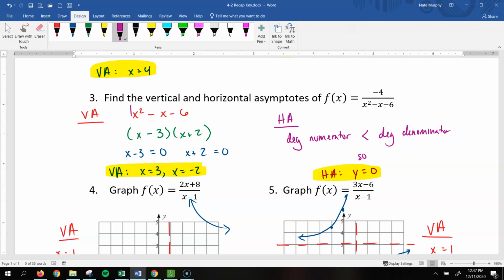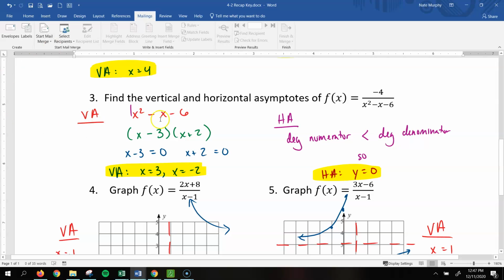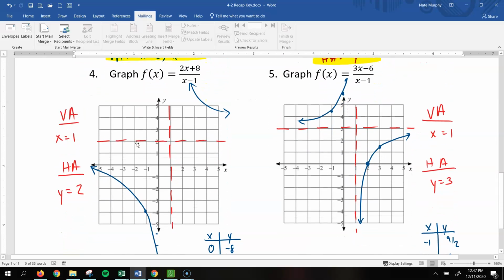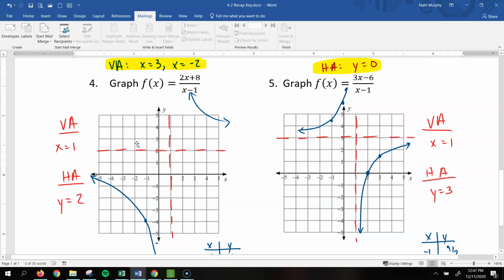Now, I really don't care for these last 2. The best one of these last 2 is number 5, but we should have given you better graphs to be able to graph these better. The key is, let's make sure we know how to find the vertical and horizontal asymptotes and how to graph those. That's kind of the key here. And then we'll talk about how to get the actual graph of the function in just a minute.